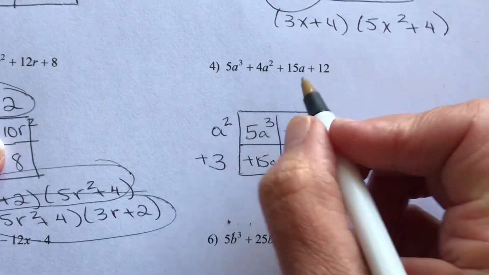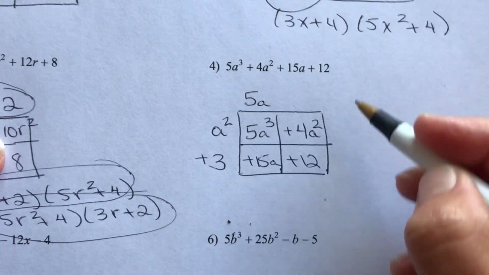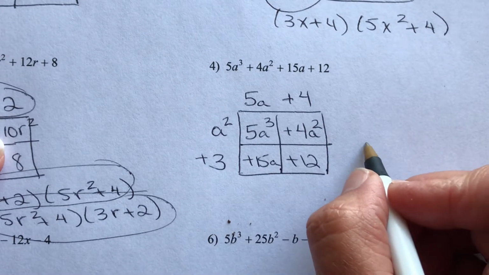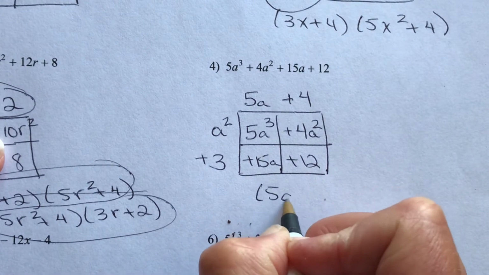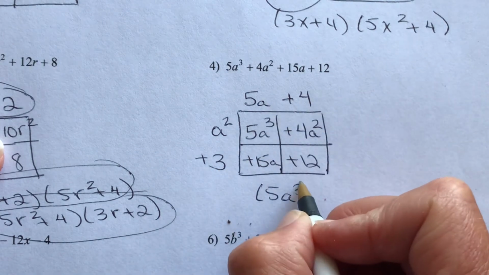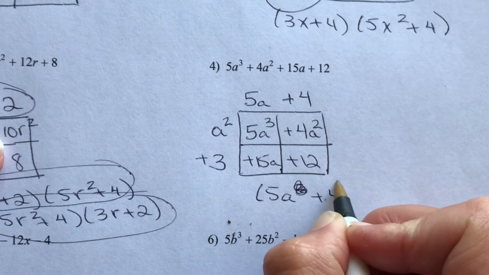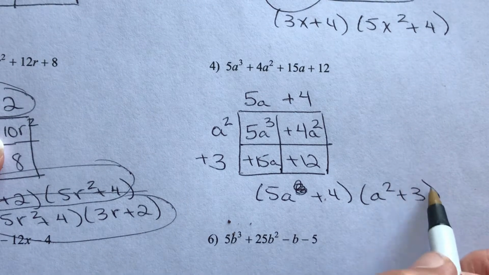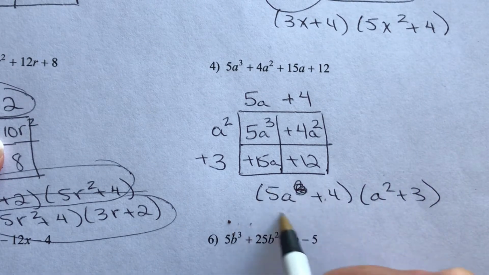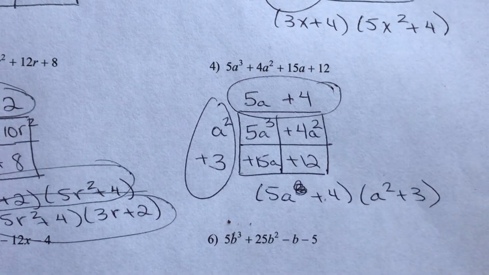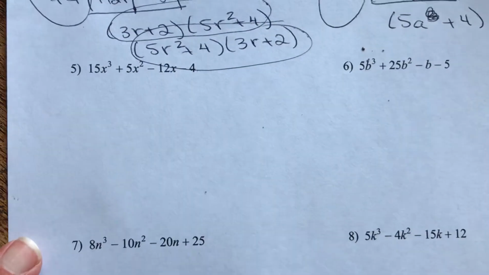Here, I can see that they have a 5 in common and an a. And here, just a positive 4. Your final answer is going to be 5a cubed. Sorry, 5a plus 4. Excuse me. And a squared plus 3. You could also have this written first and this one written second. So 5a plus 4 and a squared plus 3. Excellent. Let's do a couple more.